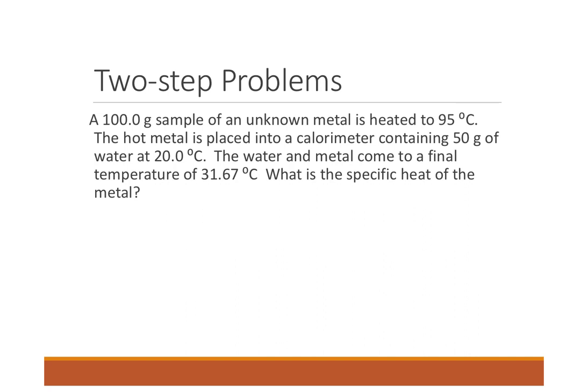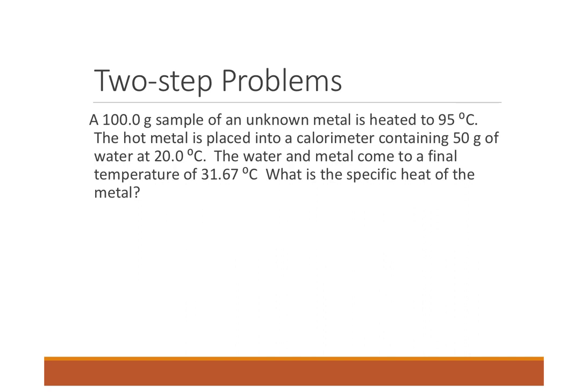So our sample problem here says a 100-gram sample of an unknown metal is heated to 95 degrees Celsius. The hot metal is placed into a calorimeter containing 50 grams of water at 20 degrees Celsius. The water and the metal come to a final temperature of 31.67 degrees Celsius. What's the specific heat of the metal?